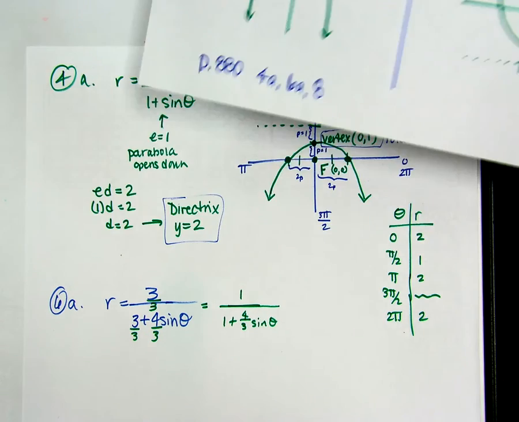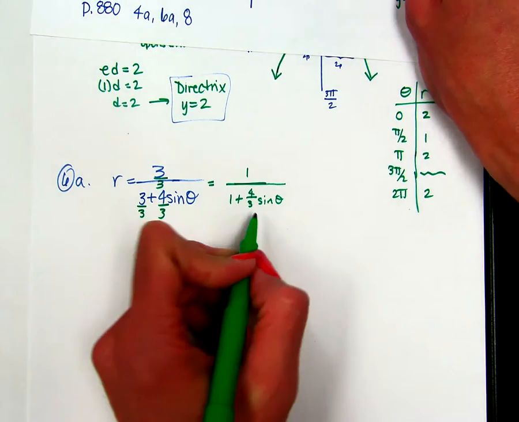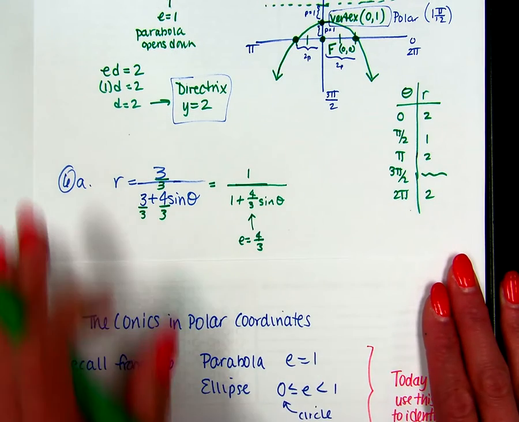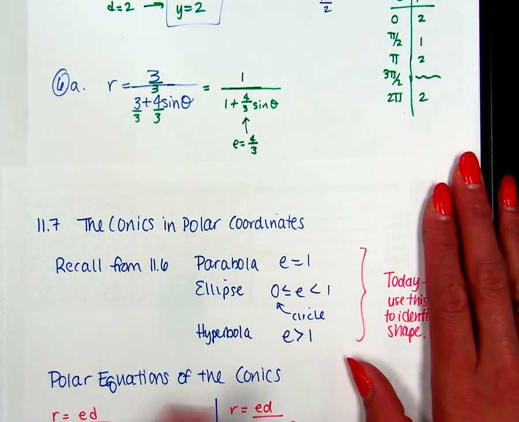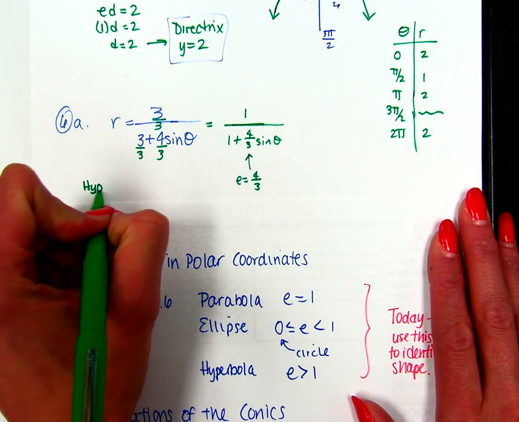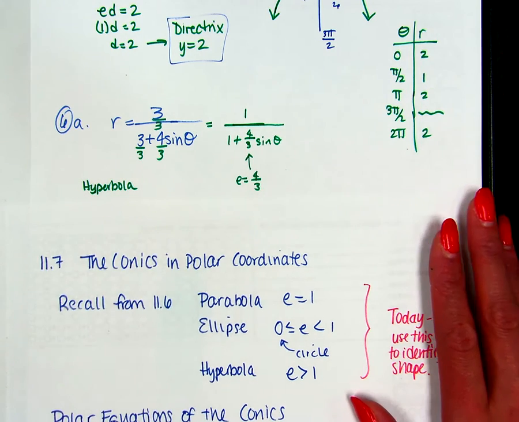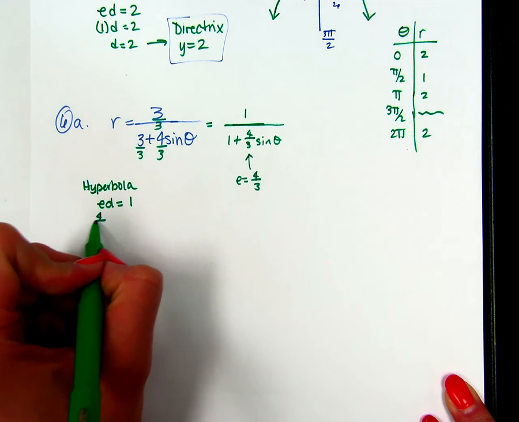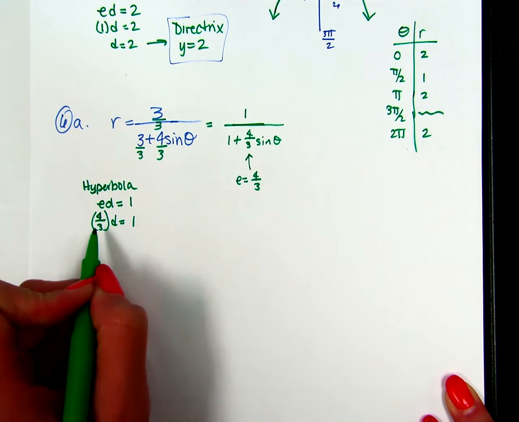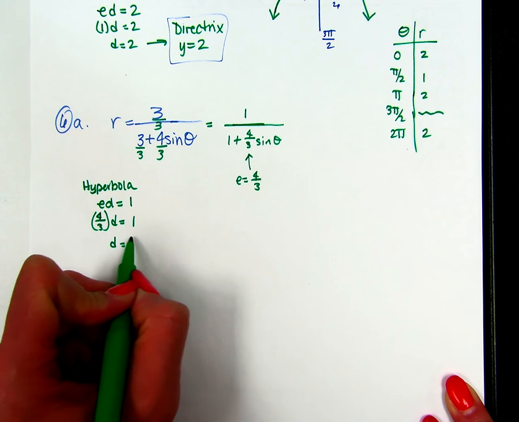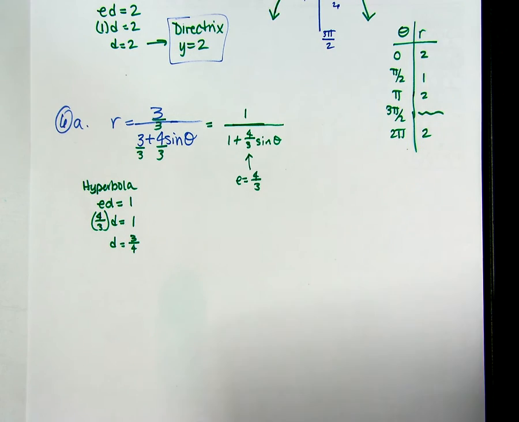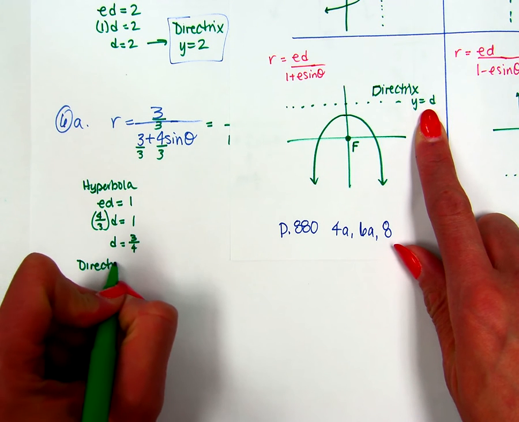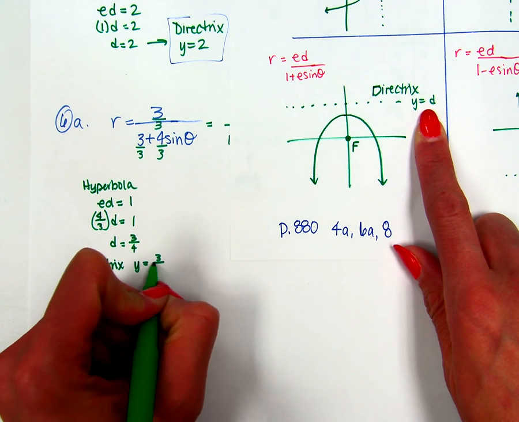All right, so this tells us enough information for us to graph. Right? e is equal to 4/3. So if we look back at our notes, if e is greater than 1, it must be a hyperbola. All right, so this is a hyperbola. All right, e times d should equal whatever number's in the numerator. So 4/3 is e, d we don't know, and I need to multiply by 3 and divide by 4. So d is equal to 3/4. All right, and according to this generic one, my directrix is going to be a horizontal line, which is y equals 3/4.